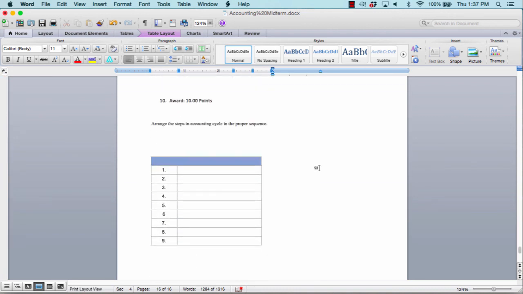And number 10 is just asking you to arrange the steps of the accounting cycle in the proper sequence. And that's also in your textbook and it's also in my PowerPoint. And I'll tell you what the first one is. It gives you an overview. I think I included it in the PowerPoint. It was a visual of the accounting cycle that you just learned. So the first one is analyze transactions. Okay? And you fill in the rest.